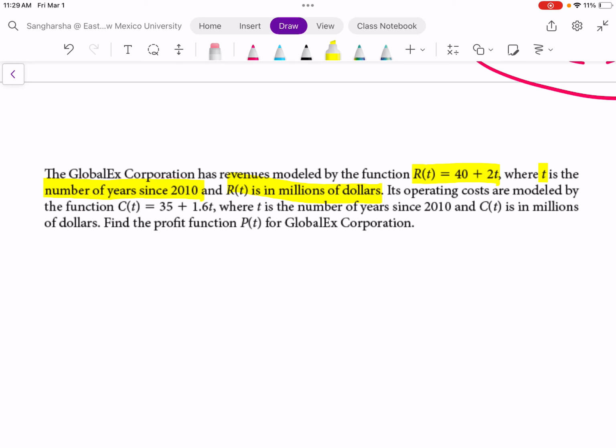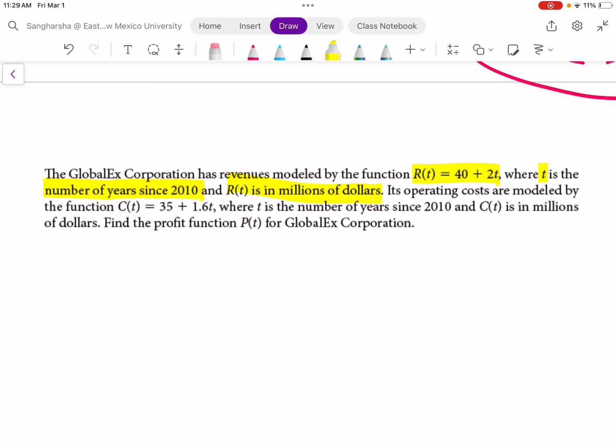And what is our R of t? R of t is in millions of dollars. So can you tell me the revenue in 2013? 46 million dollars. Similarly, what is the revenue in 2010? 40 million. Do you all agree? For 2010, t is 0, because we defined t as the number of years since 2010. So we have 40 million dollars as the revenue for this corporation.